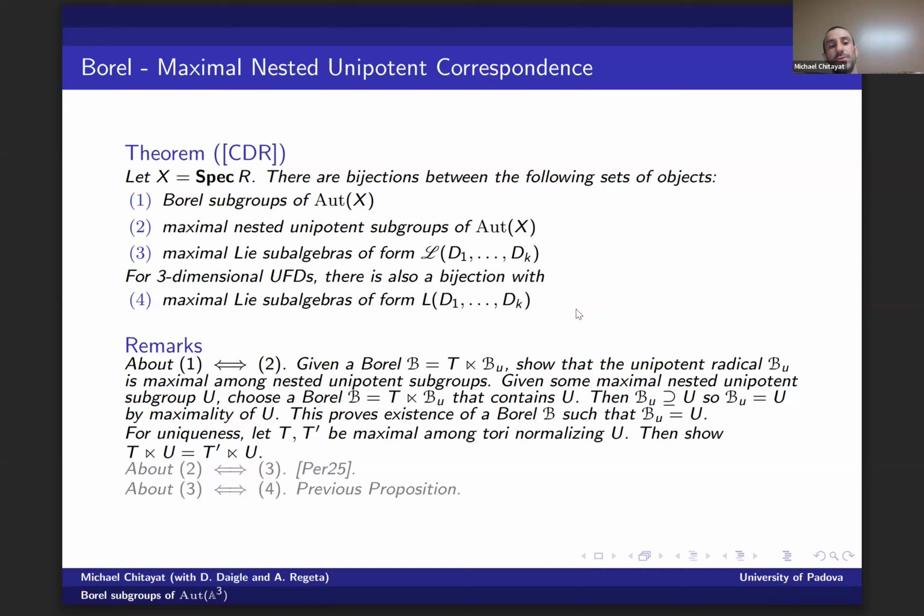And to show that it's unique, you assume that you have two tori that are maximal amongst tori that normalize U, and you show that if you have two such tori, then actually those two groups that you construct are actually equal. So that's a bit of that. Those are the ideas behind the equivalence of 1 and 2. And then, as I mentioned before, the equivalence between 2 and 3 is one of the results in Perepechko's paper, and the equivalence of 3 and 4 is the previous proposition that I mentioned.